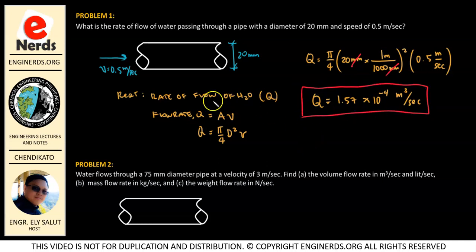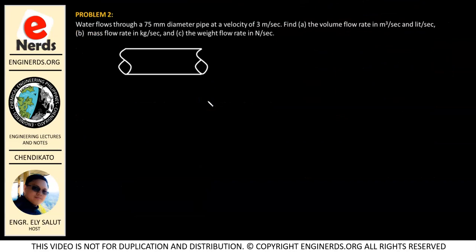Okay, so now we're going to proceed sa ating second problem. So, here we have water flows through a 75 millimeter diameter pipe at a velocity of 3 meters per second. So, halos katulad nung first problem natin, given ang diameter ng ating pipe and the velocity. But this time, we're going to look for first yung ating volume flow rate in meter cube per second and liter per second. And then, we're going to get the mass flow rate in kilogram per second. And then, we're going to get the weight flow rate in Newton per second.